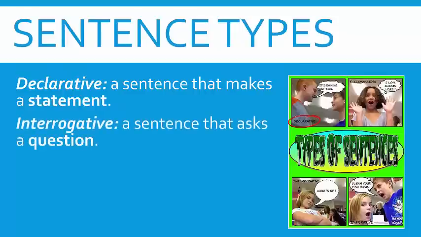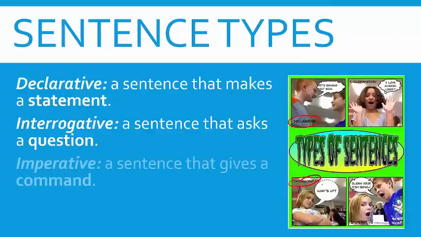Second sentence type is interrogative, and this is a sentence that asks a question. Right down here, what's up? Usually followed by a question mark. Imperative sentences are sentences that give commands. So over here we've got this imperative sentence, clean your fishbowl, and usually they're followed by an exclamation mark. I'll just add the question mark right there.